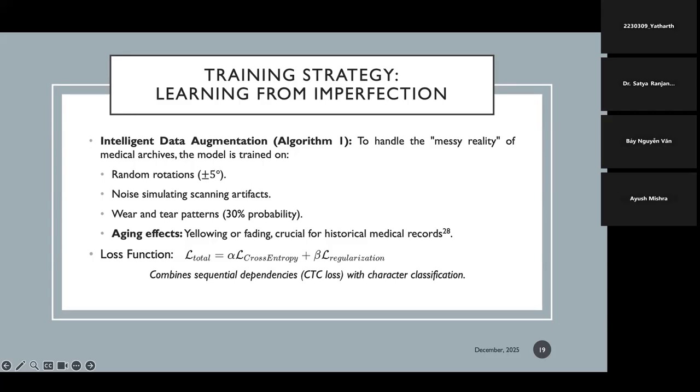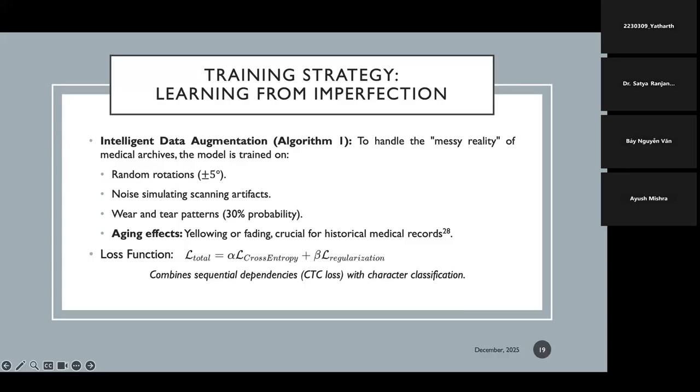So we use an algorithm called intelligent document augmentation. Think of this like a flight simulator for the AI. We force the model to practice on damaged documents so it doesn't get confused later. We simulate the life cycle of the physical document.